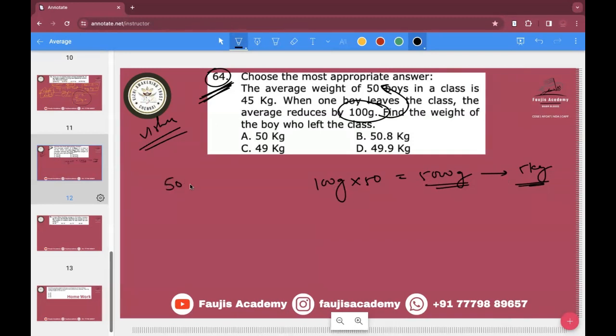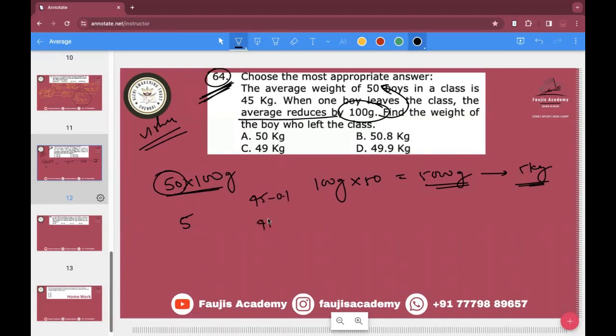50 boys are there. Their average reduces by 100 grams. That means each of them is reducing 100 grams. Yeah, Vishnu, tell. If the average reduces by 100, that means for overall, for 50 students, it takes the reducing. The average is 45, sir. 45 minus 100 grams, I mean 45 minus 0.1 kilogram.